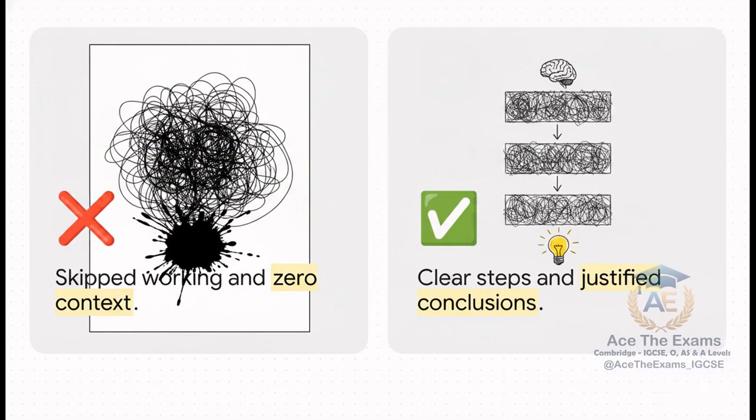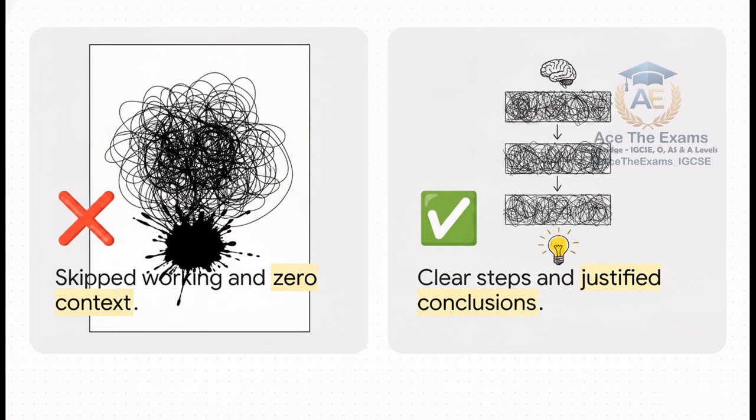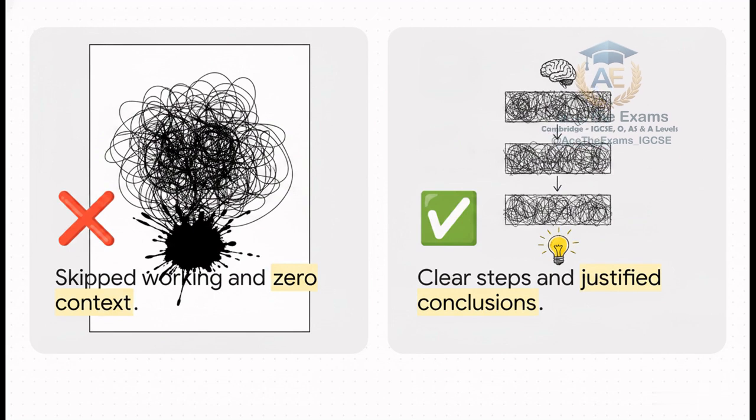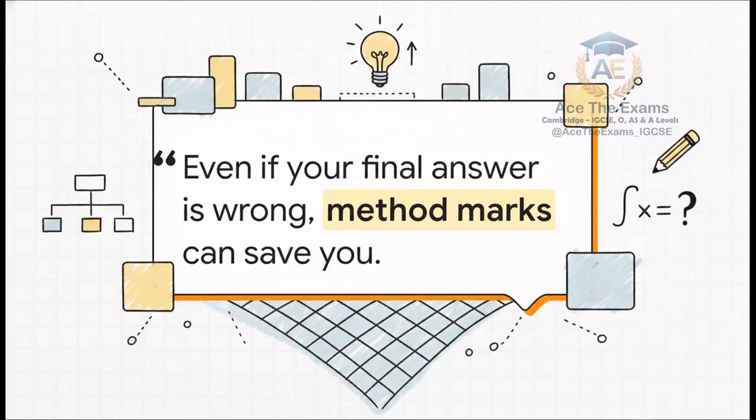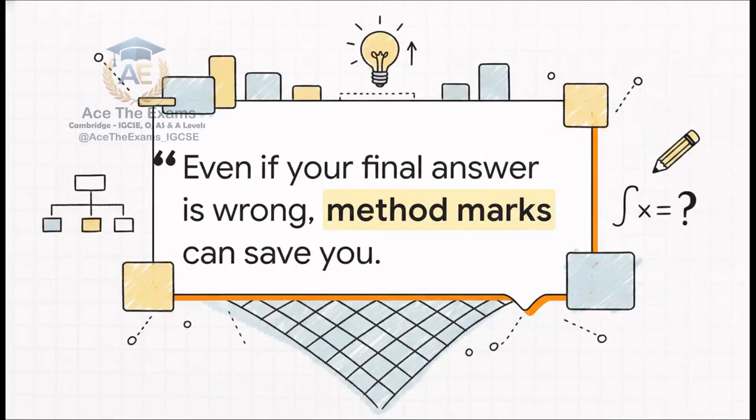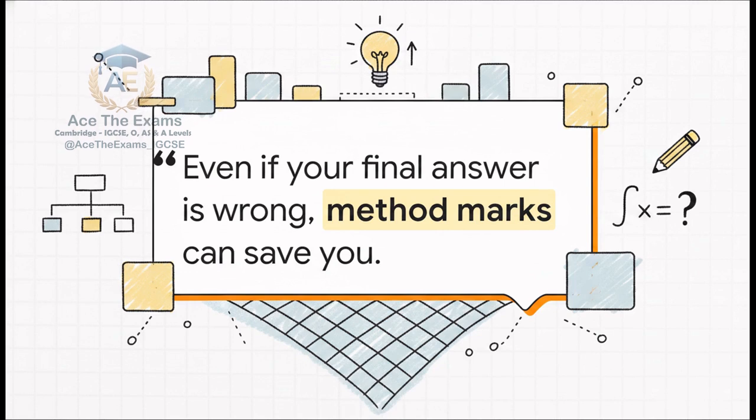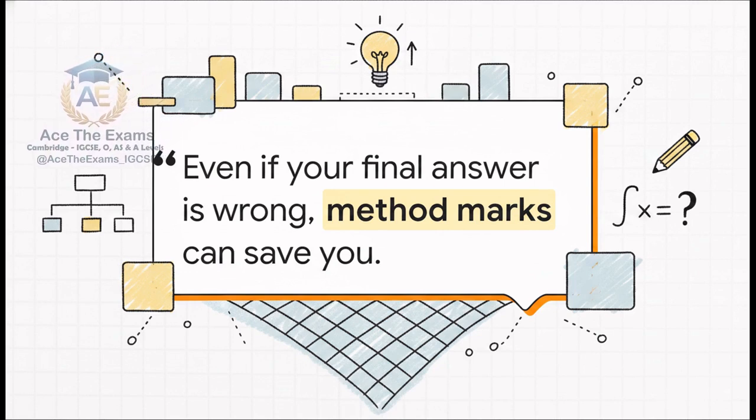See the difference? This is exactly why ordinary revision often completely fails, because if you're only checking your final answer against the back of the textbook, you are totally missing the descriptive and analytical layers that the examiners are actively hunting for. So, the most crucial point here is summarized perfectly in a quote straight from the examiner alerts. Listen to this. Even if your final answer is wrong, method marks can save you.